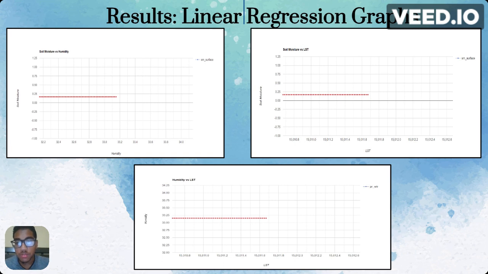If the soil moisture goes up, then the humidity goes up. If the land surface temperature goes up, then the humidity goes down. As a result, the soil moisture goes down. So you would expect everything to fluctuate, but it doesn't because if everything remains linear, then everything else remains linear as well. And this is backed up by the time series graph that I'll be showing you right now.